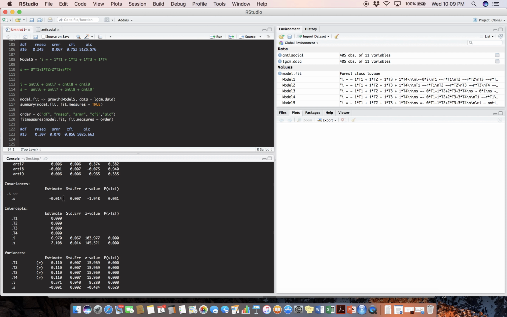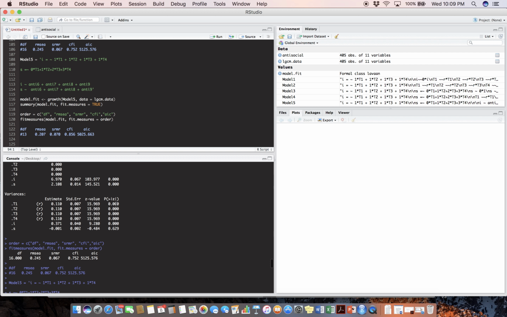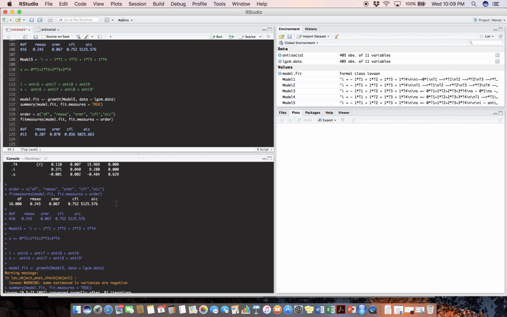Oh, and we also have our covariances there. So we have a covariance intercept, covariance slope. All right. So that is essentially conducting a latent growth curve model in R. Cheers.